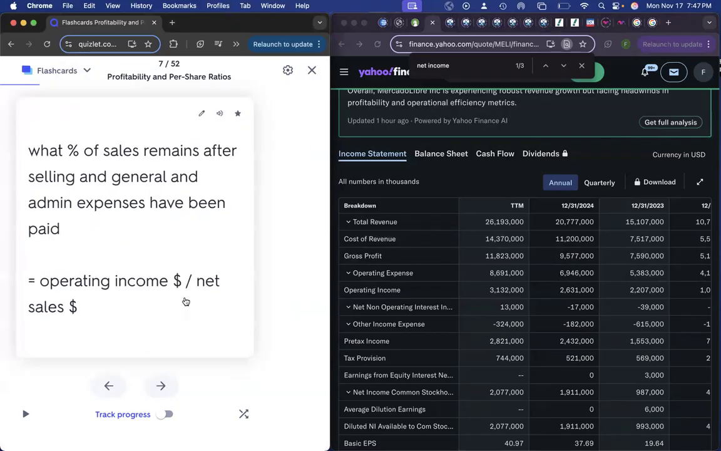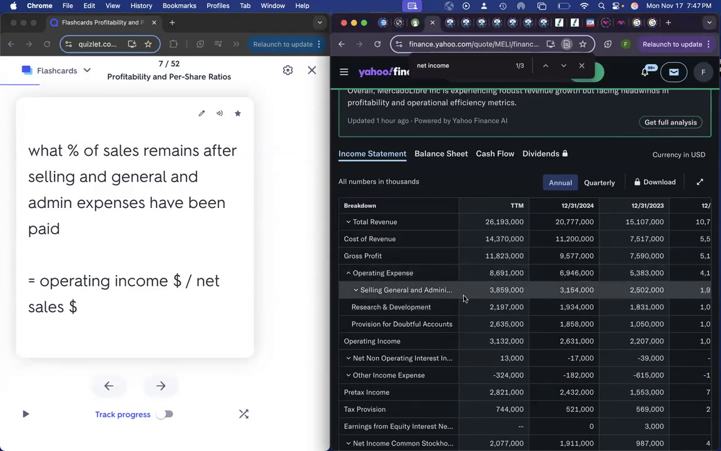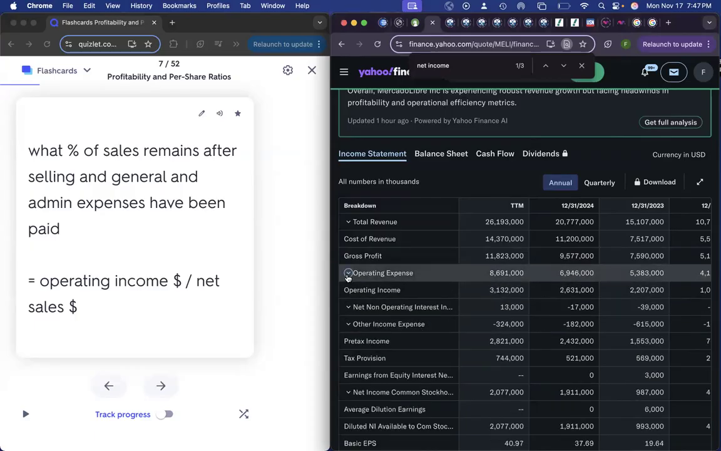And then next is the operating profit margin, kind of similar, but it's the next step down. It's what percentage of sales remains after selling and general and administrative expenses have been paid. And that's operating income divided by still net sales, as I said before. So we've got operating income, which is 2,600,000 something thousand, which comes from gross profit and subtracting out selling, general, admin, R&D, doubtful accounts. So you take that 2.6 million divided by your total sales of 20.7 million, and you get your operating profit margin.